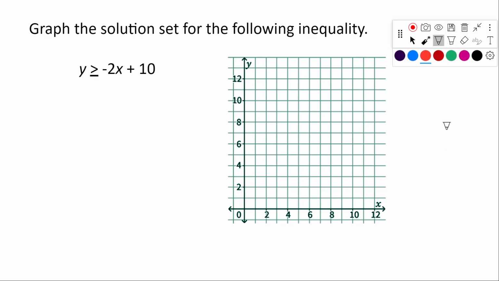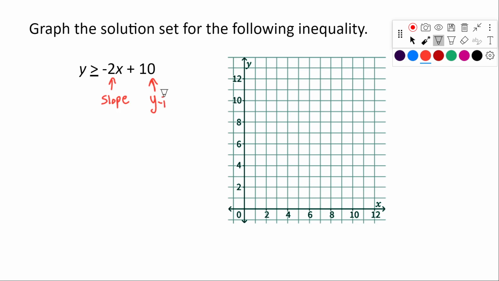Graphing linear inequalities. When you graph a linear inequality, it's much the same as graphing a line with the addition of some shading and looking at whether or not your line will be solid or dashed. So we have this inequality, y is greater than or equal to negative 2x plus 10. This is still slope-intercept form. Negative 2 is your slope, and 10 is your y-intercept.